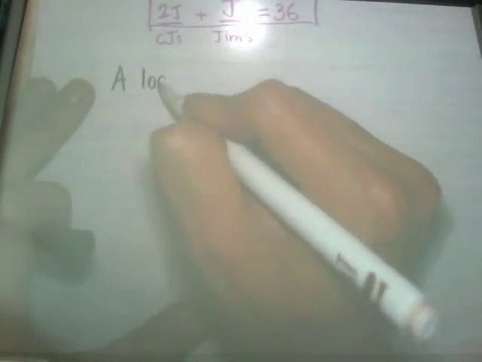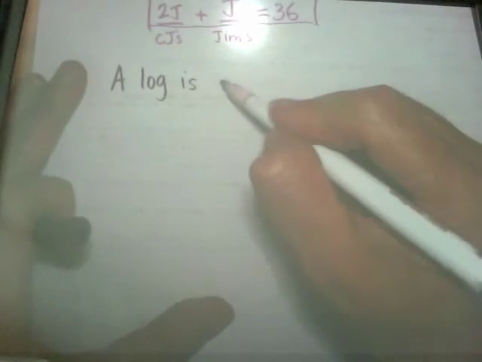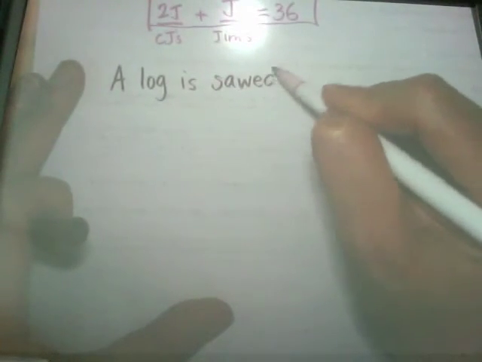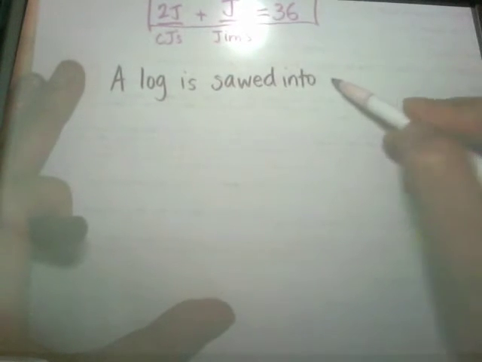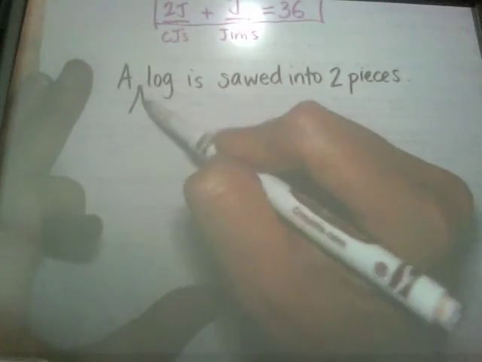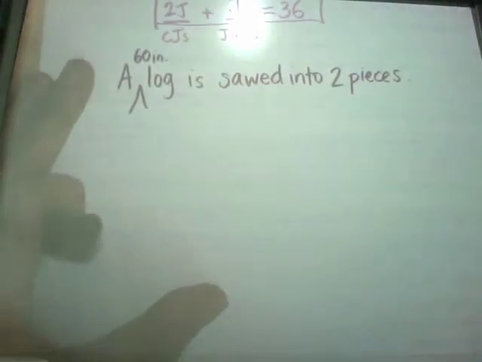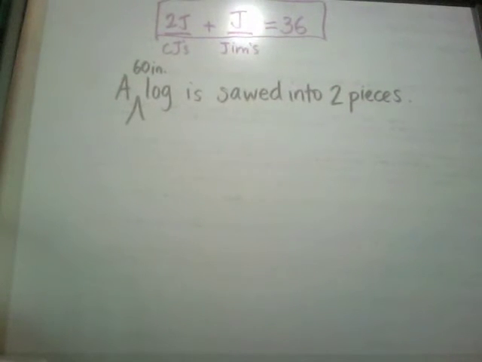A log is sawed into 2 pieces. Oh, let me do a little caret here. It is a 60-inch log. I cut down a tree, and it's 60 inches. So there's my log. A 60-inch log is sawed or cut into 2 pieces.